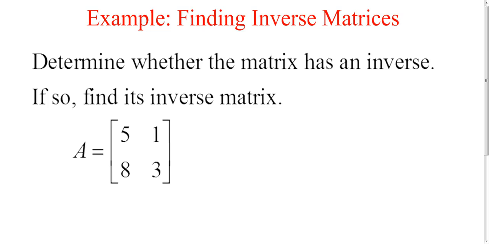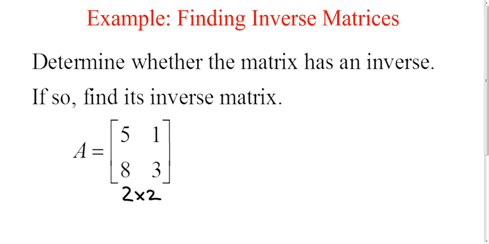So first of all, I'm going to do this example. We're going to do it by hand, and actually we're probably going to do this on our calculators. But I want to know, first of all, if this has an inverse. The two tests to see if it has an inverse are, first of all, that it's square. This is 2 rows by 2 columns. It is a square matrix since it's 2 by 2.